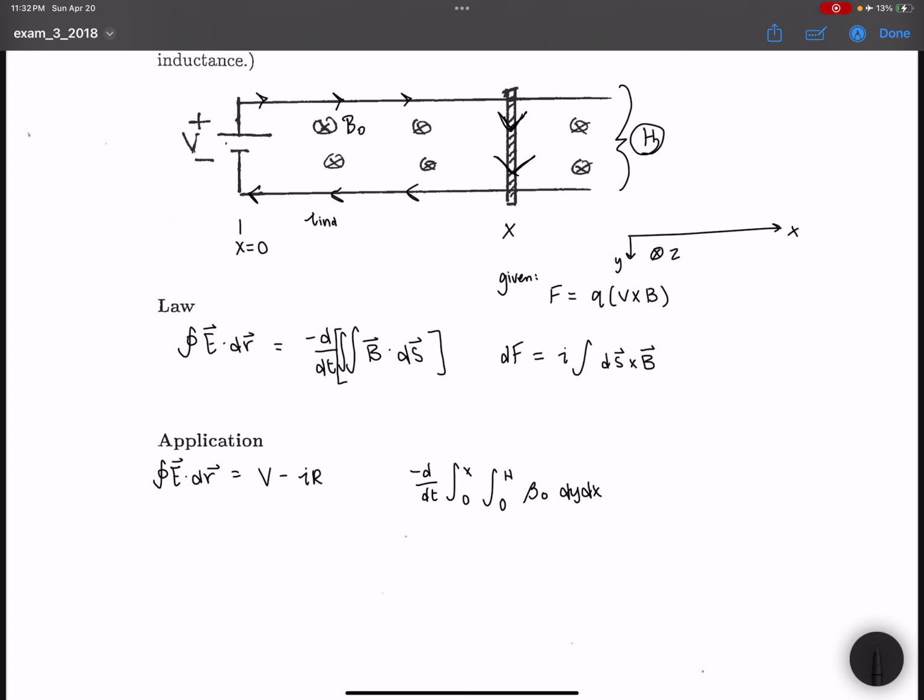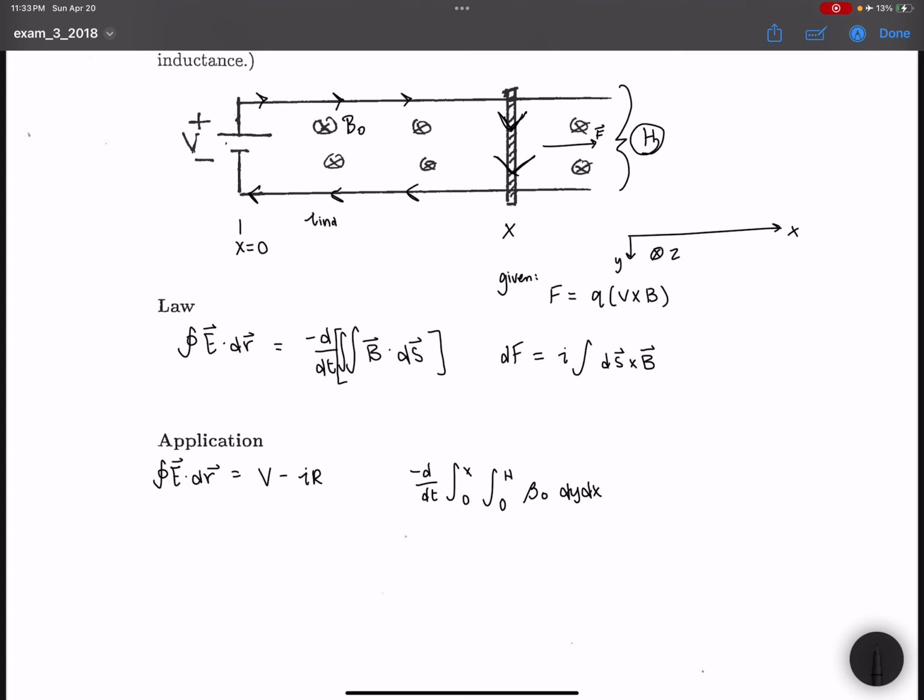Well, if B's going into the page, and current's going down the rod, of the rod, yeah, we're worried about the rod. So force is to the right. Okay, so we can put a little vector there for force. Are you drawing that? Just to the right. That's where the F is.